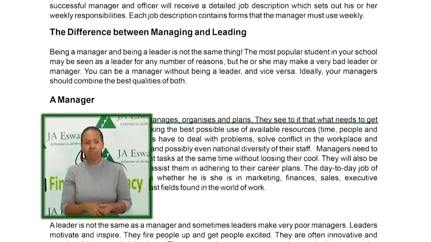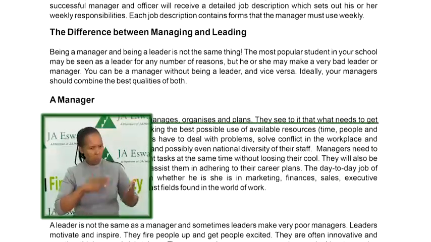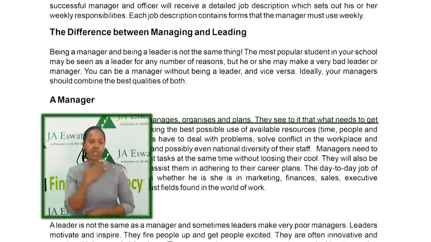A manager is someone who manages, organizes, and plans the activities of the organization. Moreover, it's someone who sees to it that everything the organization or company has to do is done, and is done on time and accordingly. That person manages the resources that we have in the organization. That is, it's time, the equipment we have, the staff we have, and everything that is a resource in the company.